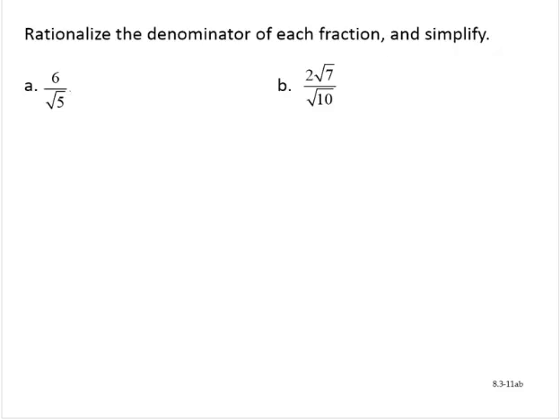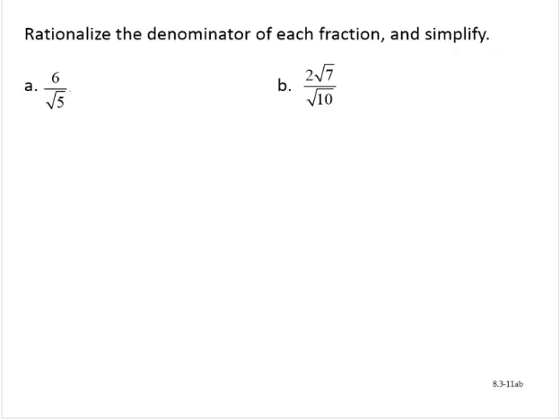Rationalize the denominator of each fraction and simplify. In exercise A, we have 6 over the square root of 5. So now, for reasons that are beyond this course, historically we have not liked to have radicals in the denominator of a fraction. And so we use a technique called rationalizing the denominator.